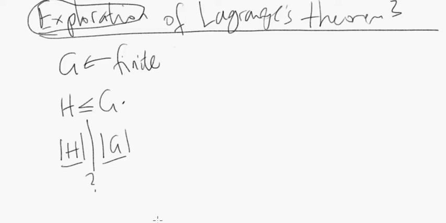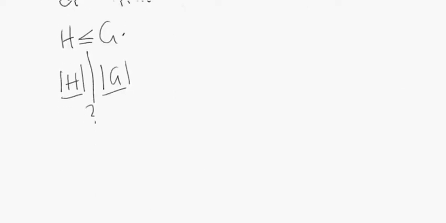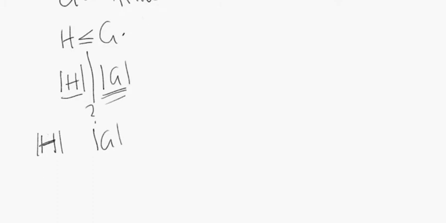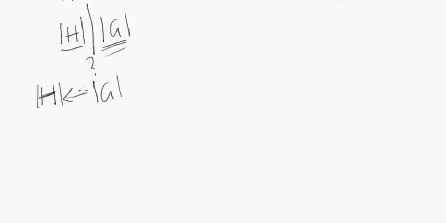One thing we've been working on is the strategy that, if we want to figure out whether the order of H divides the order of G, it's really hard to find a relationship between the cardinality of H and the cardinality of G. These things seem so arbitrary. G could be any group, H could be any subgroup. How can we find a relationship between the order of H and the order of G? That seems to be the key problem here.